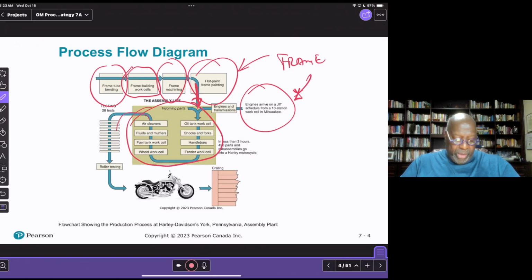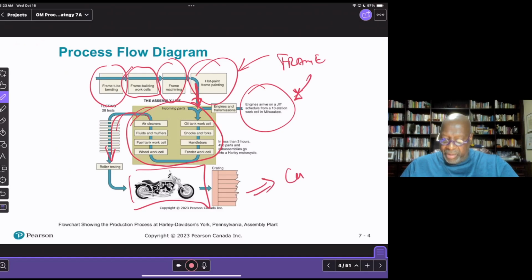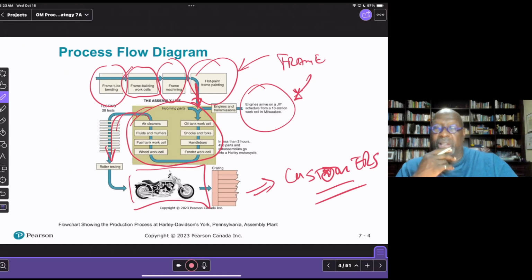And then we come to the stage where we're testing. After you test, hopefully you have a bike that's working. You create it and then you take it to your customers via a warehouse or distribution center and so forth. All right. So this is just an example.